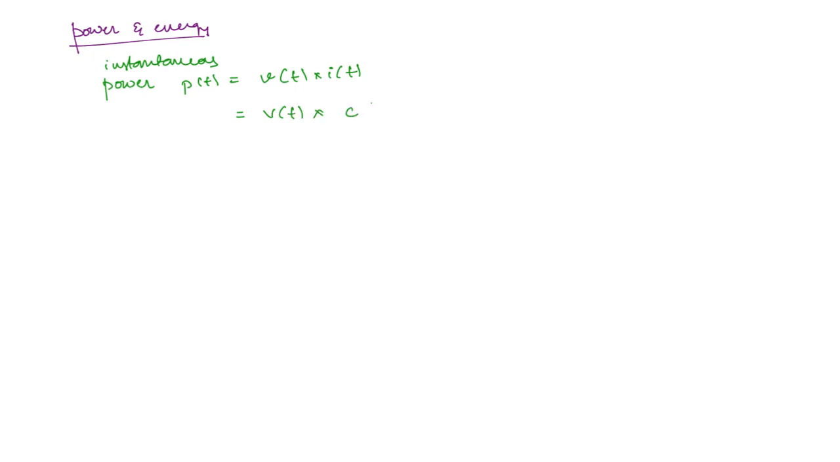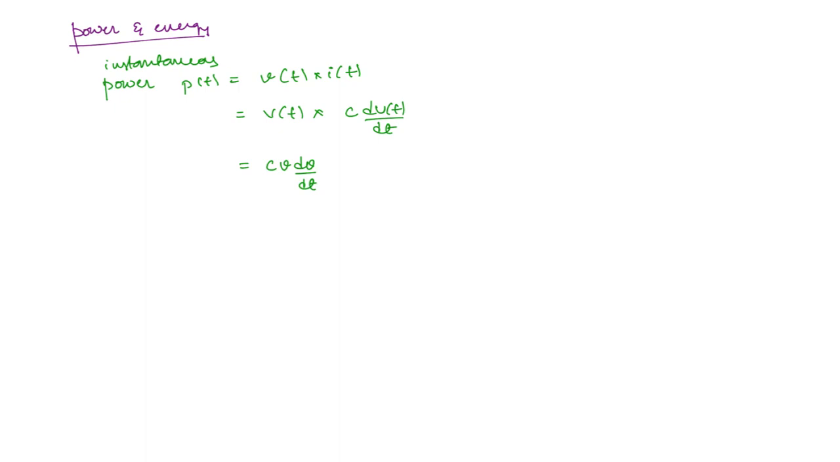Now, what about the power and energy relationships? First we will start with the power. We know that the instantaneous power P of t is equal to V of t into I of t. Now, I of t you can write as C times dV of t by dt. So this is the relation: C V dV by dt is the instantaneous power.